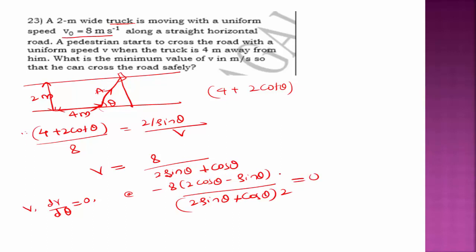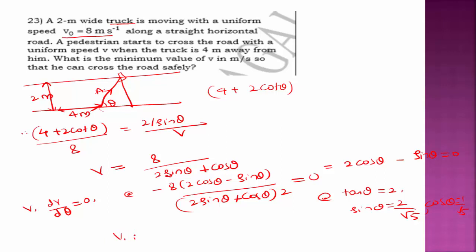This is equal to 0. Here in this problem, it is in the form of 2 cos theta minus sin theta equals 0, or sin by cos is tan theta equals 2, or sin theta equals 2 divided by root 5, or cos theta equals 1 divided by root 5.